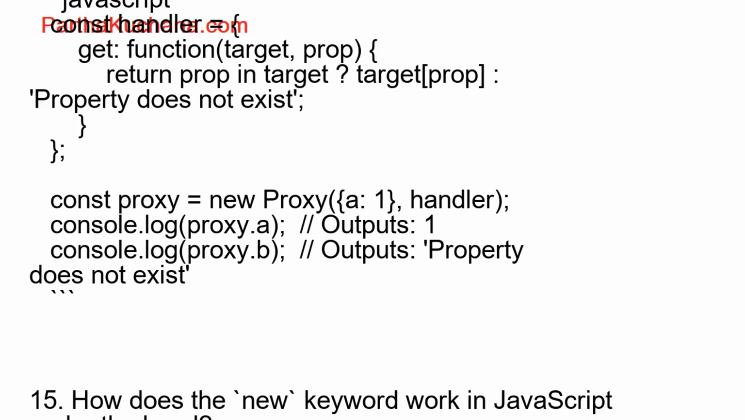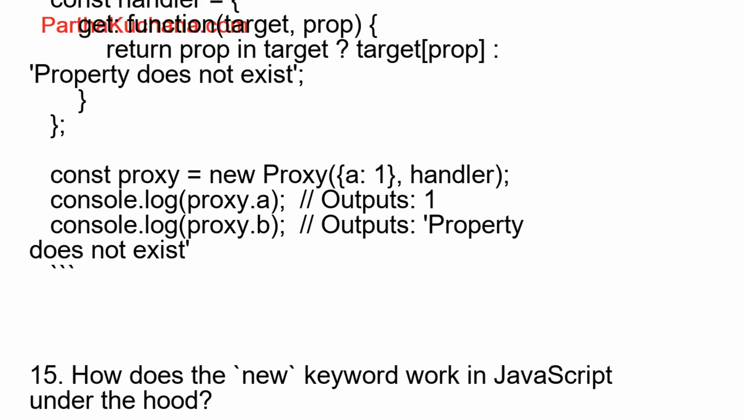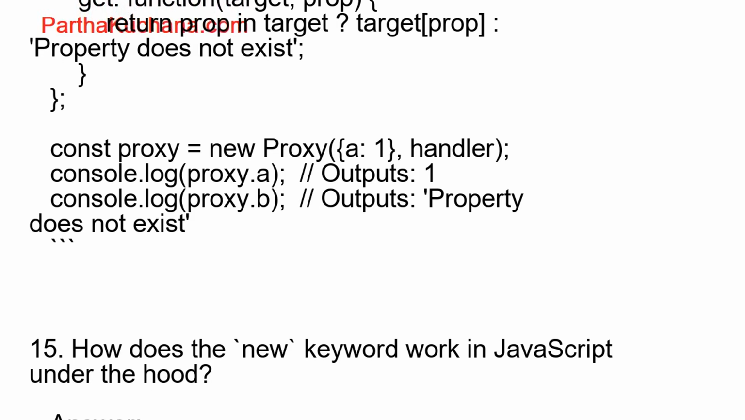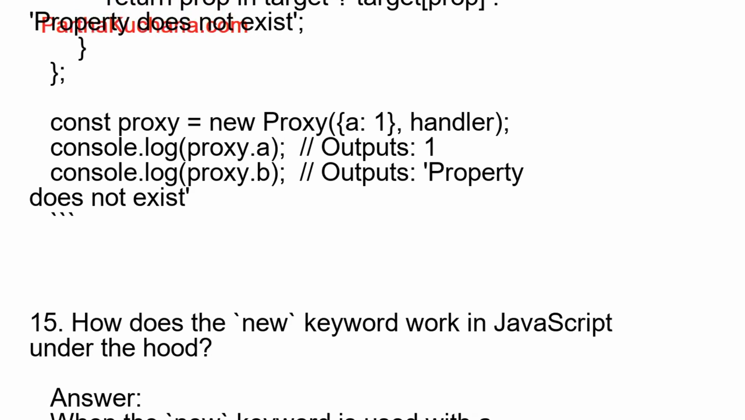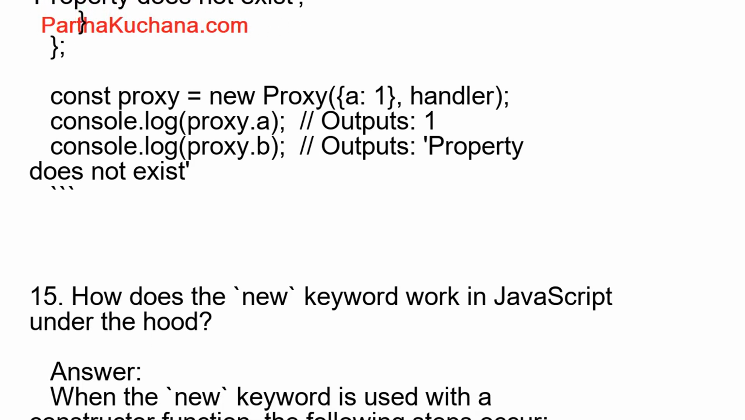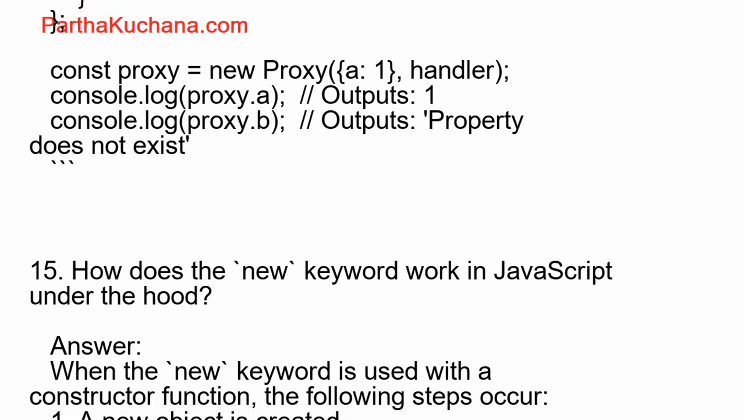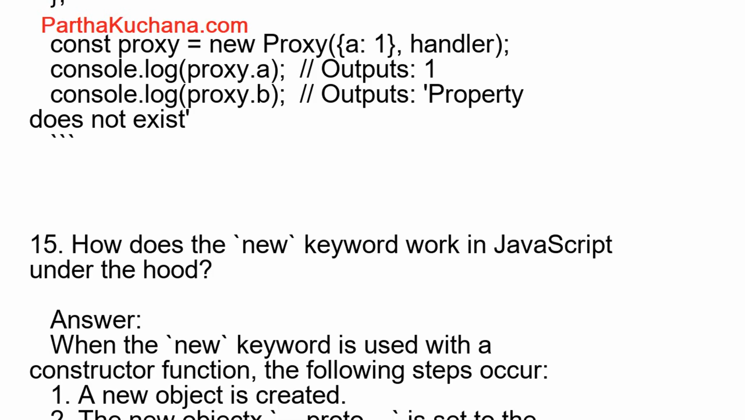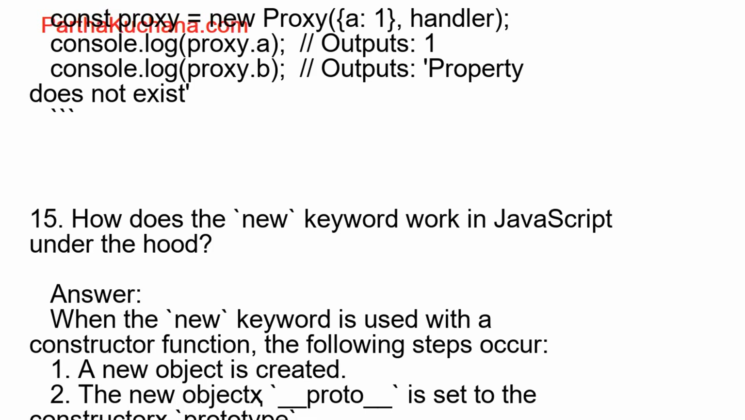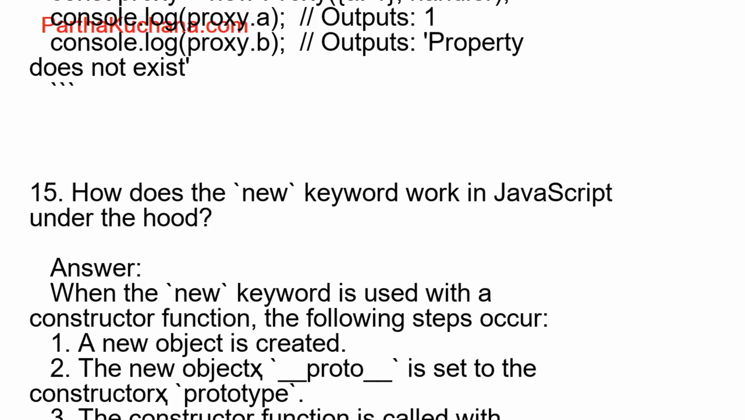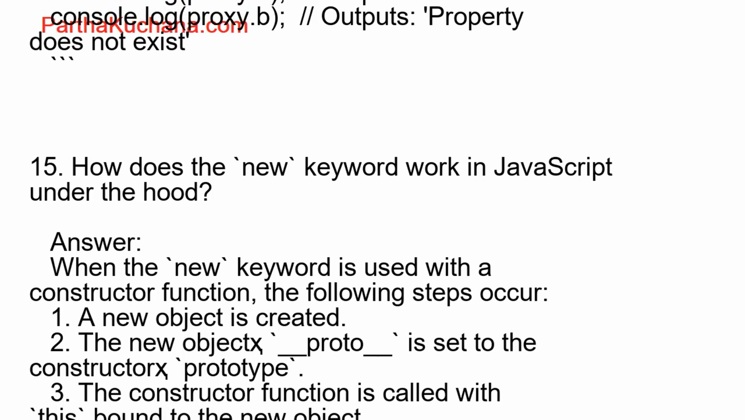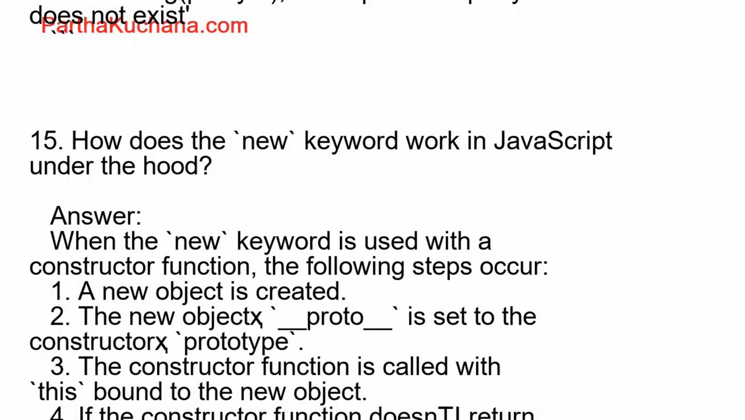Example, JavaScript. const obj = {a: 1}; Reflect.set(obj, 'a', 2); // same as obj.a = 2. console.log(obj.a); // outputs 2.